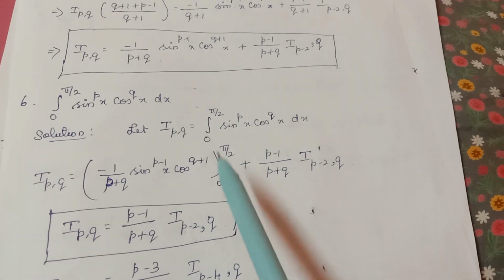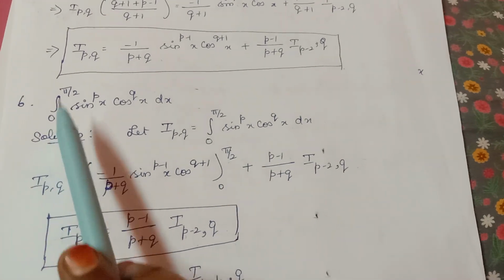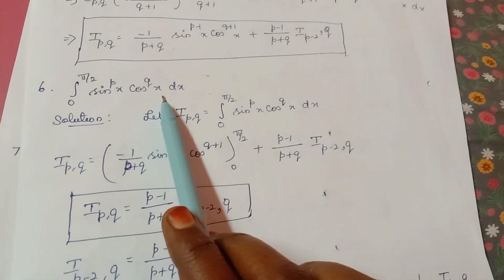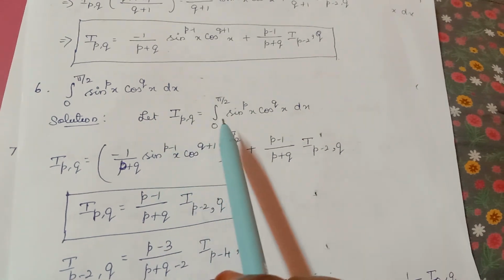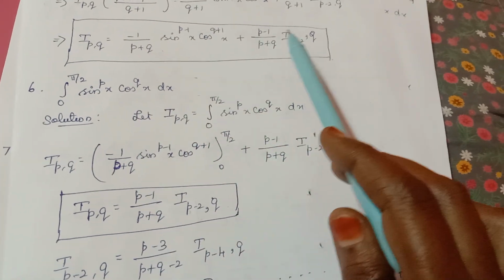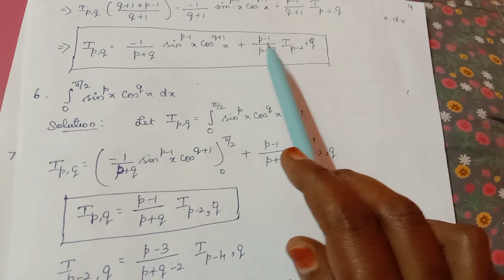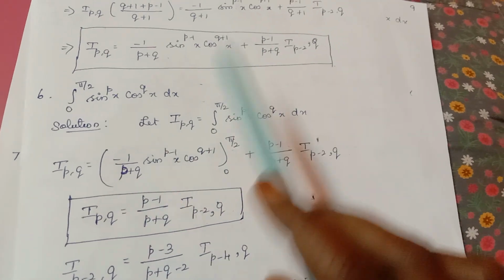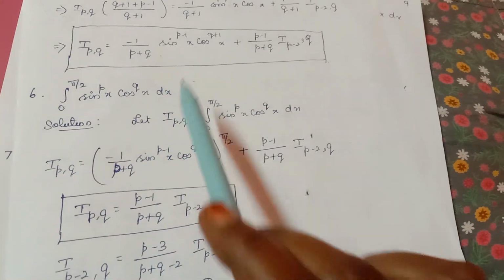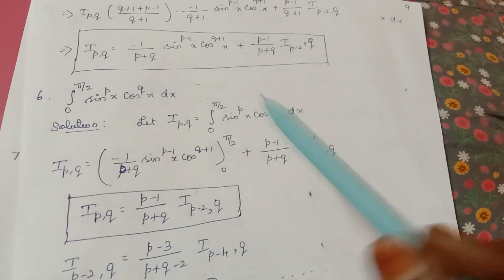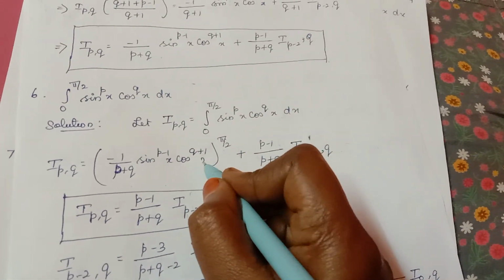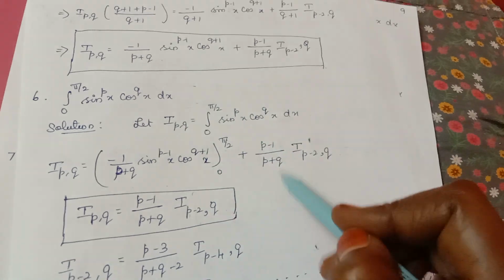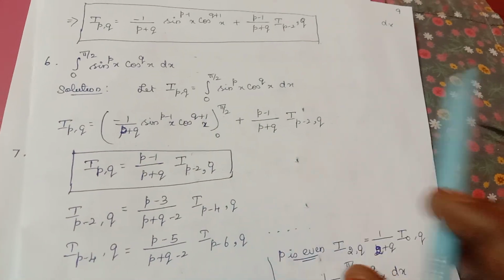Next one is the integral from 0 to pi by 2 of sine power px into cos power qx dx. Let I(p,q) be equal to the given integral. Now I have derived the formula without limits, so let me take this formula and apply the limits. Minus 1 by p plus q into sine power p minus 1 cos power q plus 1 x within the limit 0 to pi by 2, plus p minus 1 by p plus q into I(p minus 2, q).